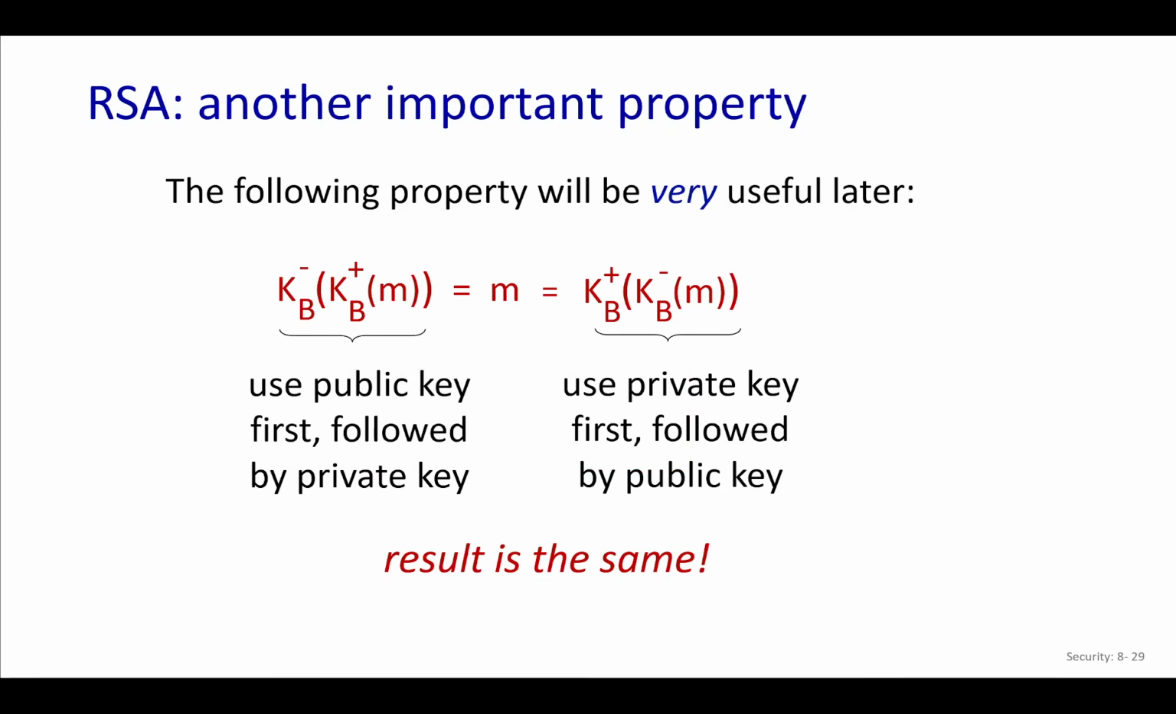And one other nice property is that if we use the public key first, somebody encrypts the message for us, and we decrypt it, that results in the plain text, as well as if we first apply our private key, and then anybody who has our public key can verify that and get the message out. So there's no order. The result is the same.